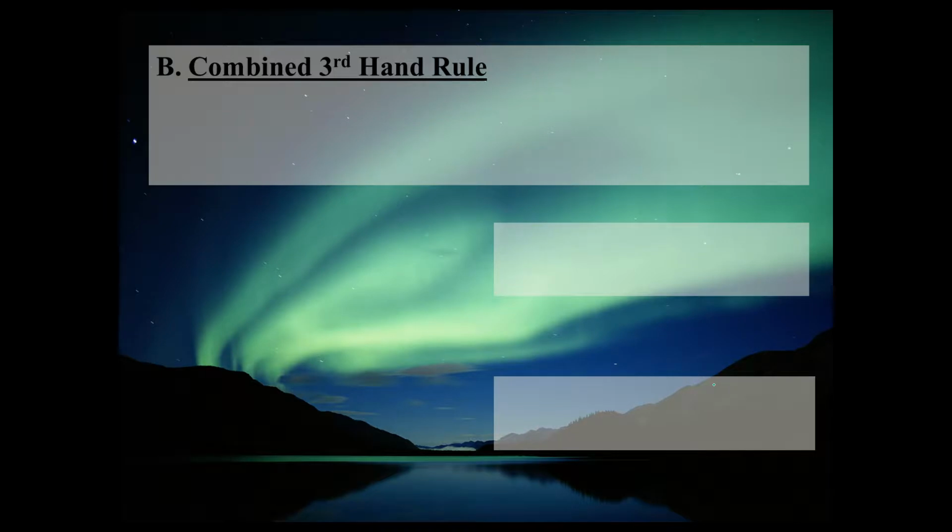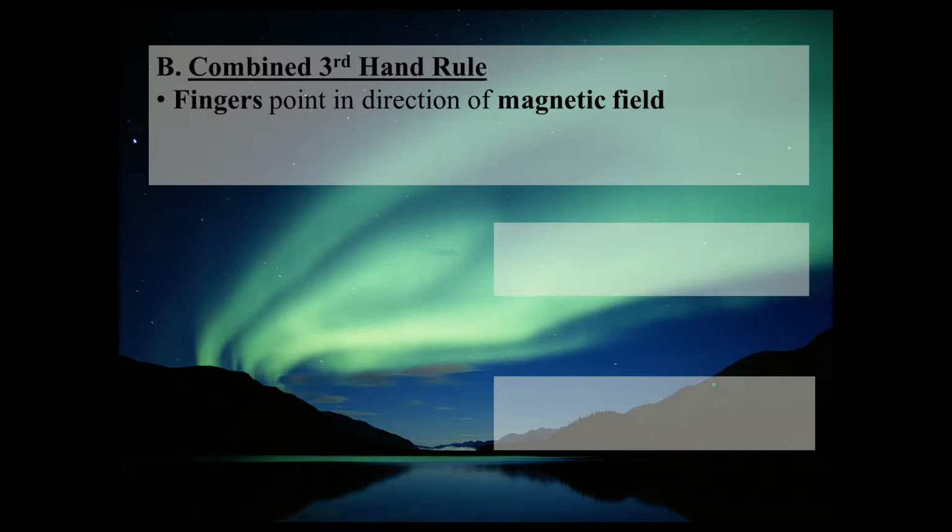We can actually take all those hand rules and just combine them into a single hand rule if we just make the way that we identify parts for a hand a bit more generic. So here's how we could do this. Regardless of whether you're using the third hand rule for a single charge, current carrying wire, or for electromagnetic induction, your fingers always point in the direction of the magnetic field. So that's a constant.